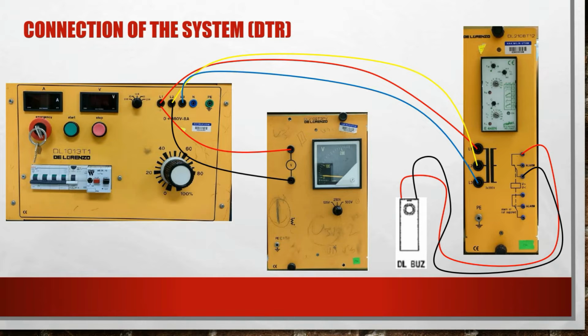For under voltage, first we need to decrease the value of voltage until the buzzer turns on, and that is the voltage operating. Then increase the voltage until the buzzer turns off, and that is the voltage release.